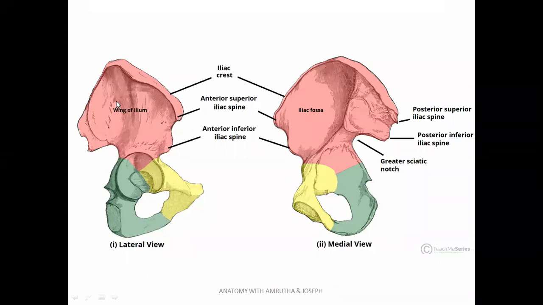So this is the outer aspect. This is the inner aspect. The medial view and lateral view of the right hip bone, the right-sided hip bone. You can see the anterior superior iliac spine. Below that, there is a small depression, a small groove-like area. Then again, there is an elevation called the anterior inferior iliac spine. Can be seen from both sides. Anterior superior iliac spine, anterior inferior iliac spine.